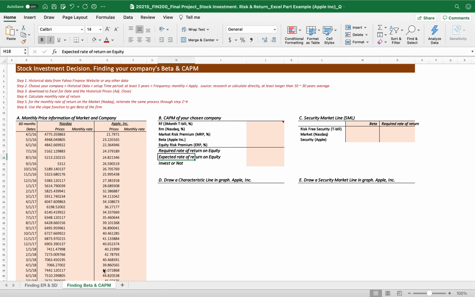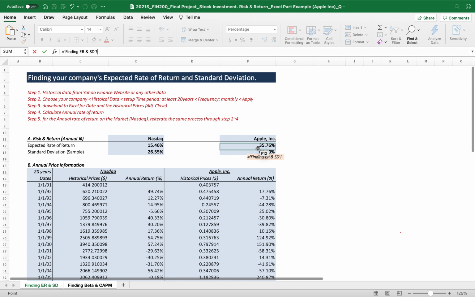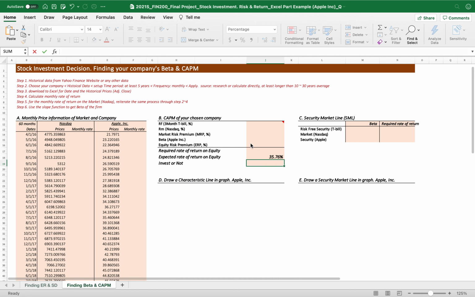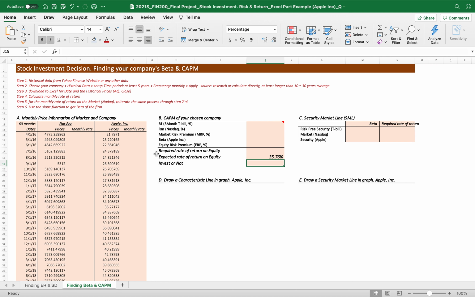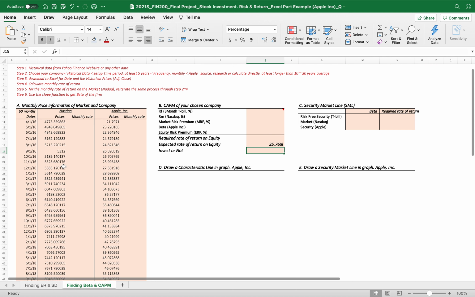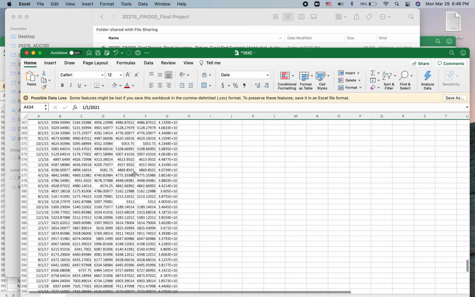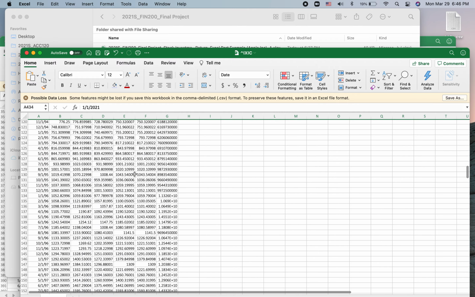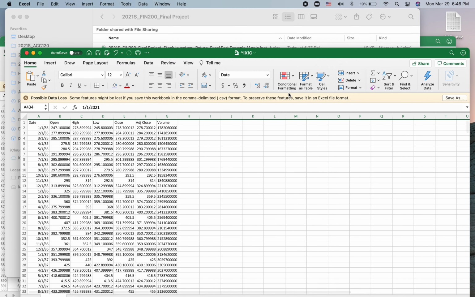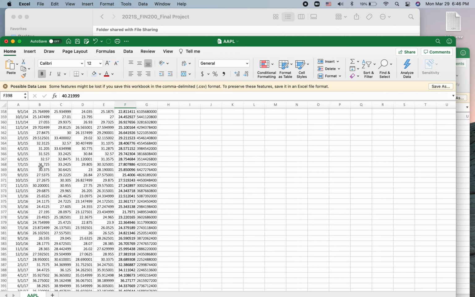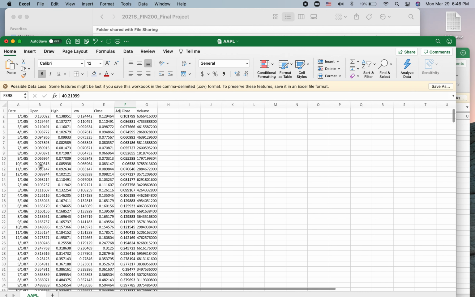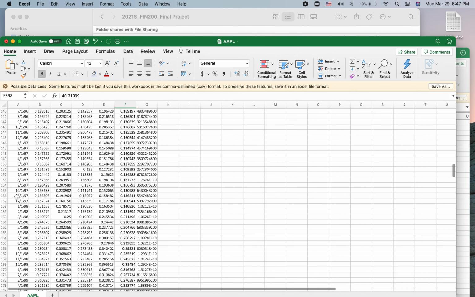So I'm going to link this expected rate of return on equity from the calculation of this. Okay, then we'll get the required rate of return. From the raw data that we collected, the monthly stock price of the market and monthly price of the stock for maybe 20 or 30 years, starting from year 2000, 1985, it depends on which company you choose.